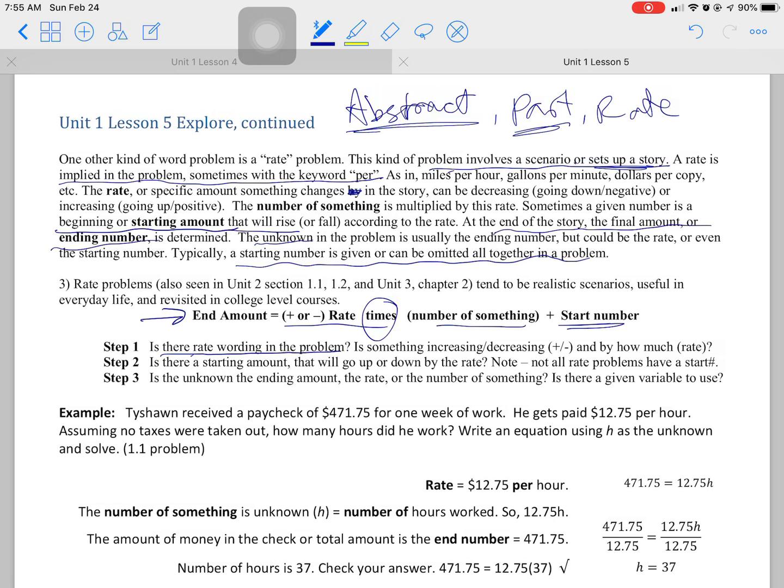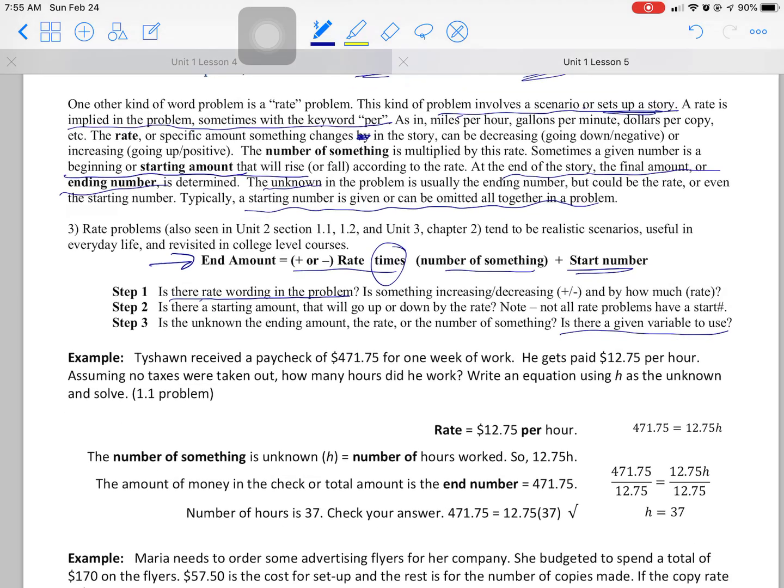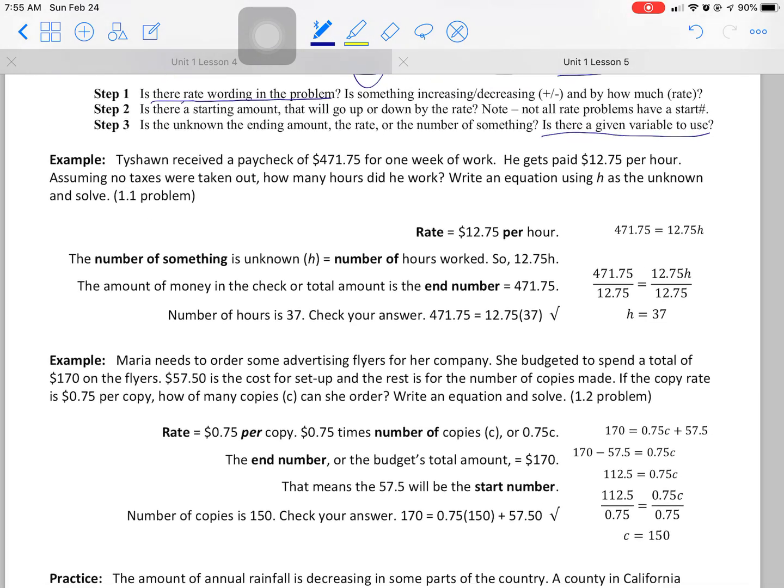How do I know it's a rate? Is there rate wording in the problem? Is something increasing, decreasing, or something per something to figure out if it's a rate problem? Okay. Is there a starting amount? Will it go up and down by the rate? Not all of them have a start number, but it could. And is the unknown number at the end, or is it the unknown rate or the unknown number of something? And then, is there a variable they want you to use? They want you to use X, they want you to use R, or you're just going to use X because they didn't give you anything. So make sure you're paying attention to use the one that they want you to use.